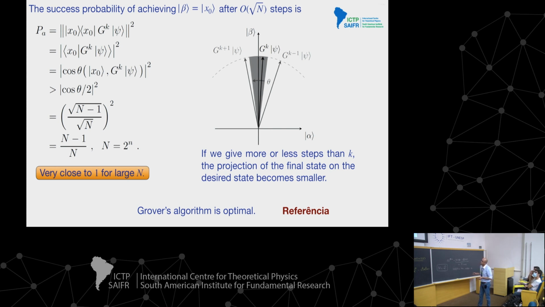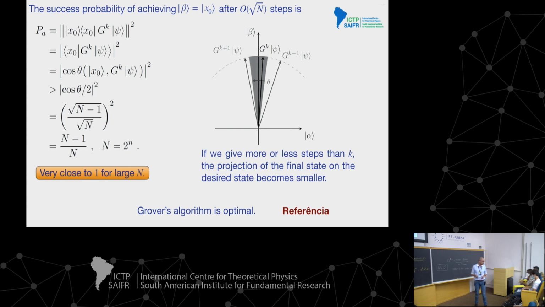But there is important information that I won't talk about here: Grover's algorithm is also optimal. There is no way, using quantum mechanics, to achieve this result in a smaller number of steps. This is important. There is no algorithm better than Grover's to search an unstructured database in quantum mechanics.